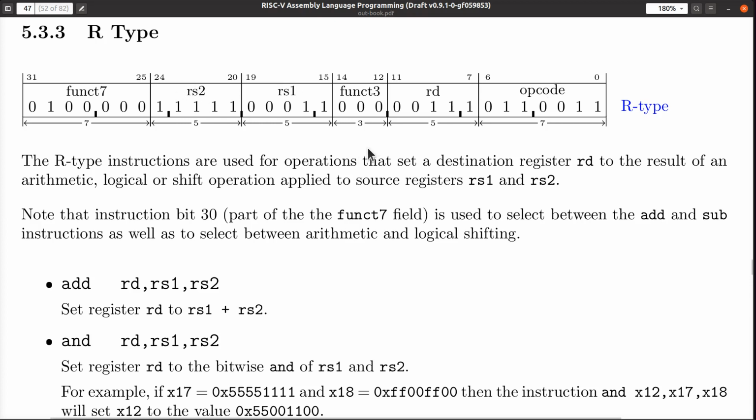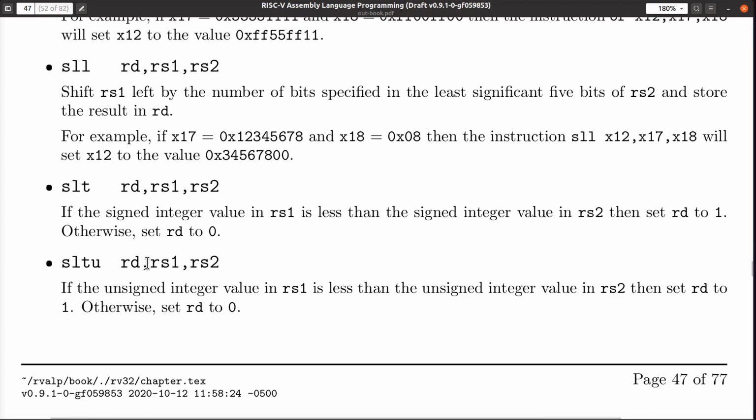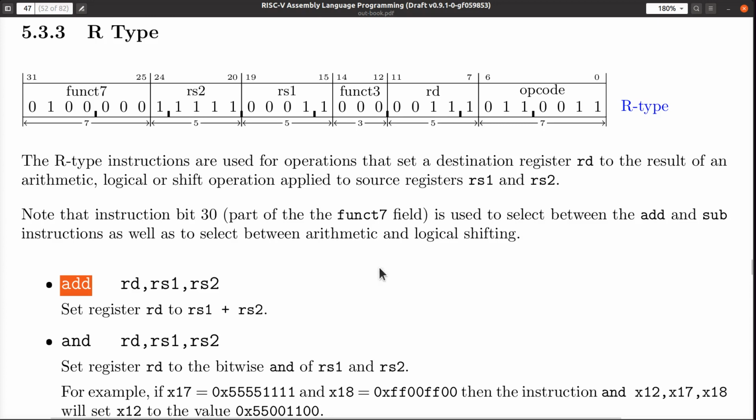Okay, so what's going on here? The add instruction is described down here, as well as the and the or and the shift left logical and so on. A little narrative about how it works and the different examples and things like that. That's not really our concern right now. Remember, we're only focusing on the relationship between the machine language and the assembly language.